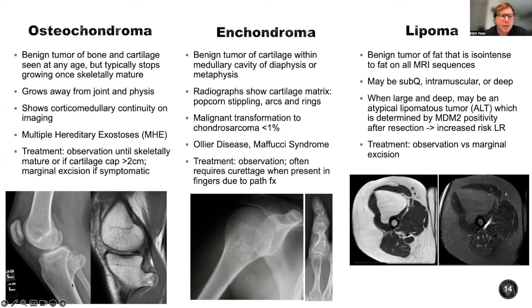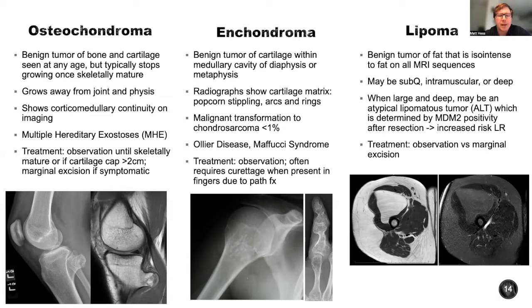That means the cortex of the bone is continuous with the cortex of the osteochondroma, and the medulla is as well. So here you can trace the cortex around, and you can see that the medulla of the bone is continuous with the medulla of the osteochondroma. These can be seen in multiples in patients with multiple hereditary exostosis, which is transmitted in an autosomal dominant fashion. So typically, if you're seeing this in a kid, one of the biological parents, the mother or father, will probably have this and know about it, and they'll tell you.